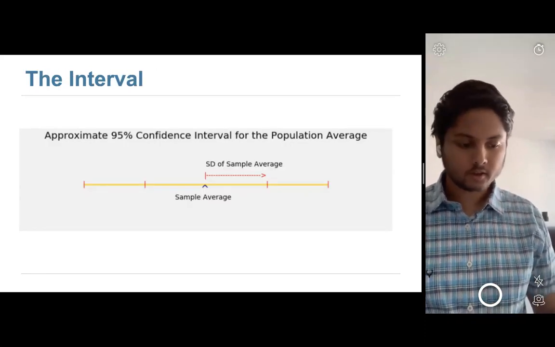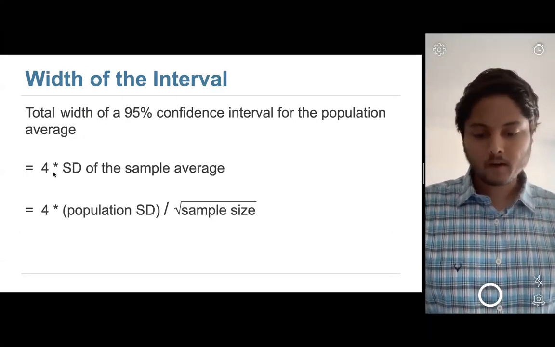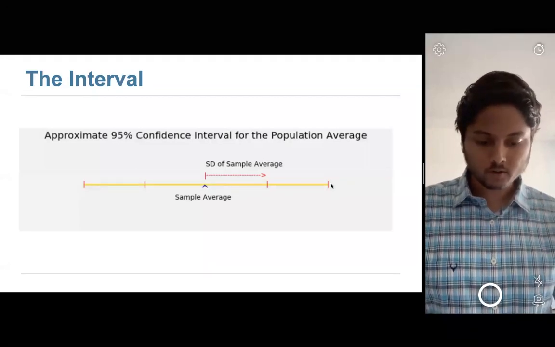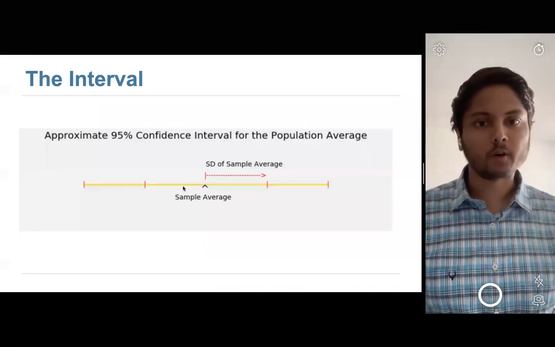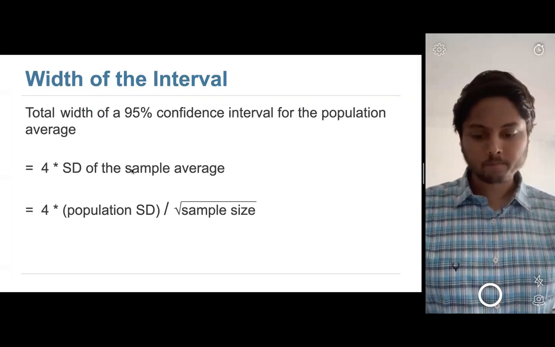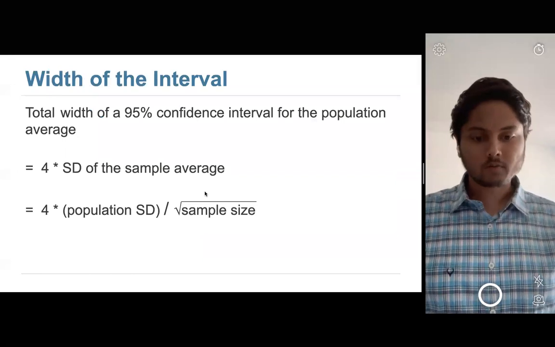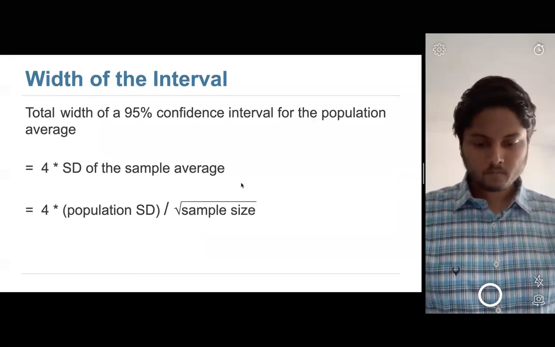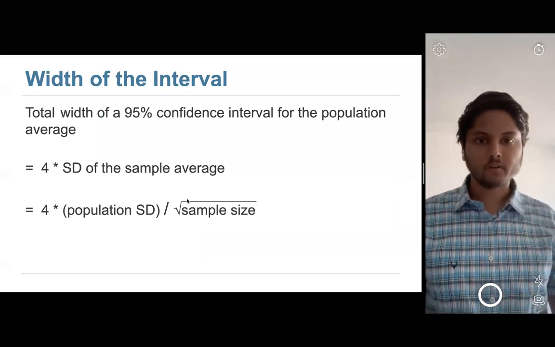If you wanted to calculate the total width of this interval, it's going to be 4 times the standard deviation. Why is that? Because we're looking 2 standard deviations to the right and 2 to the left. If you add those up, you have 4. So 4 standard deviations is the width of your interval. And what is a standard deviation? It's the population SD divided by the square root of the sample size. This is assuming we know the population SD, so you can use this formula if you know the population SD.